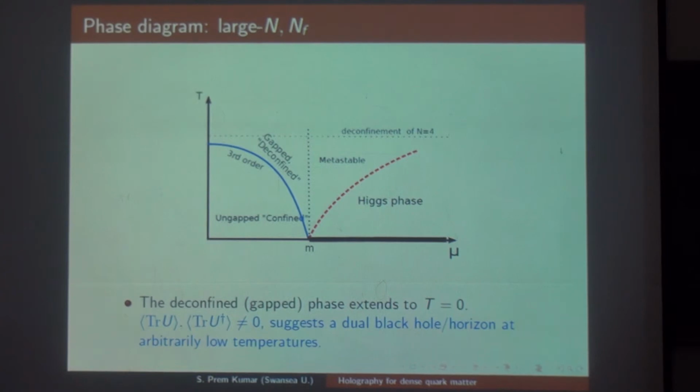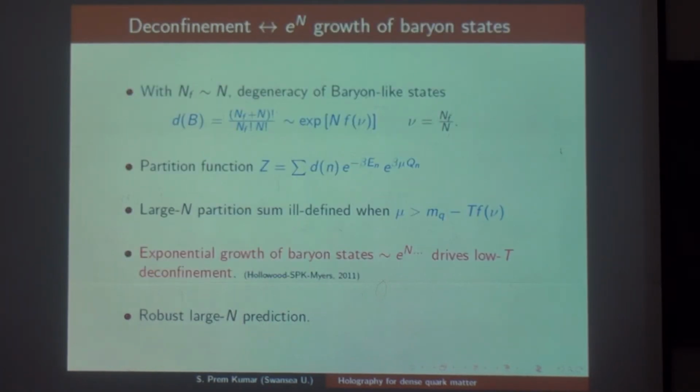It can be understood in a very simple way by realizing that if you look at the spectrum of states of this theory, the gauge invariant states, the theory will contain baryon-like objects because it has quarks. So there are gauge invariant baryon-like objects in this theory. If you look at the degeneracy of these baryon-like operators, you'll find that the degeneracy actually grows exponentially with N. So as N goes to infinity, each baryon state that you have in your theory has a degeneracy that itself grows exponentially with N. Okay? That degeneracy is ultimately what's responsible for this deconfinement transition. And it's a very simple argument which I can explain later.